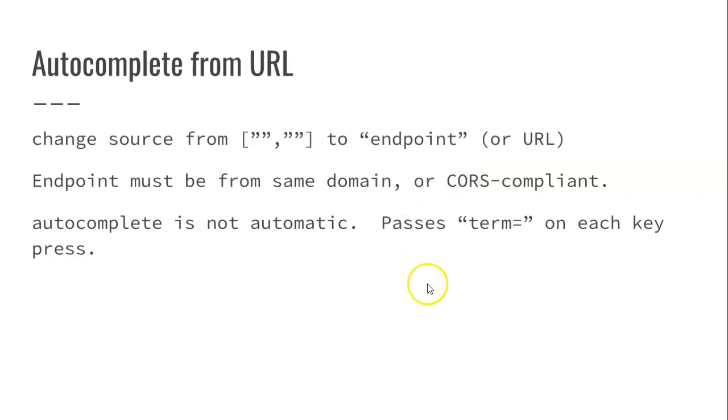What it does is, as you're typing, it passes this term equals name-value pair onto the URL that you're specifying in the endpoint with double quotes. So if you don't do anything with that term equals, you'll find that the autocomplete just shows a list of all possible suggestions and never filters it. It's up to you to filter it on the server side by handling this term equals.